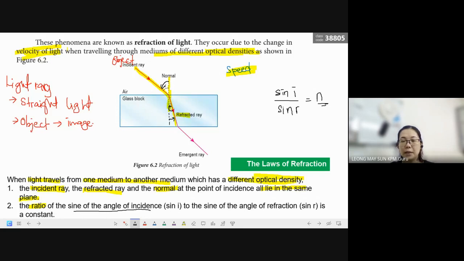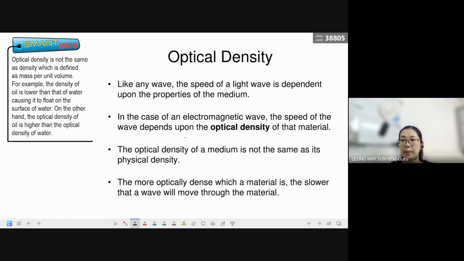Please remember the angles are measured from the normal line to the ray itself, not from the boundary. All right, so please be clear with that. Students are always confused. They always thought that this is the incident angle. This is not, because this is actually the boundary. The incidence angle is measured from the normal itself.